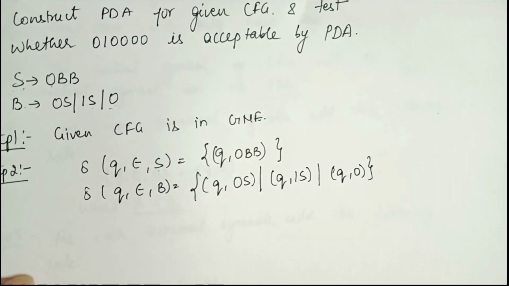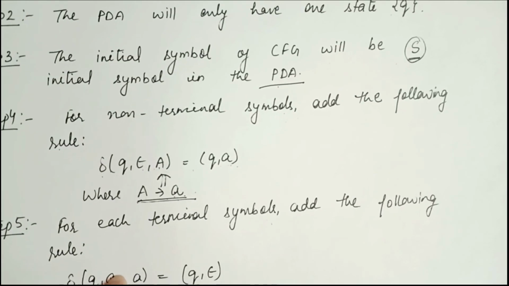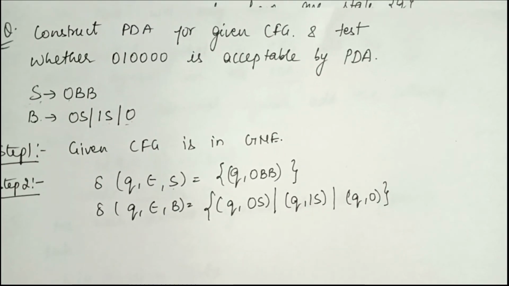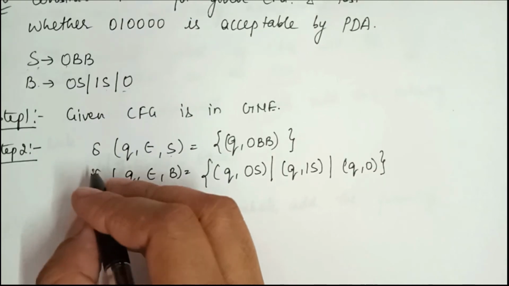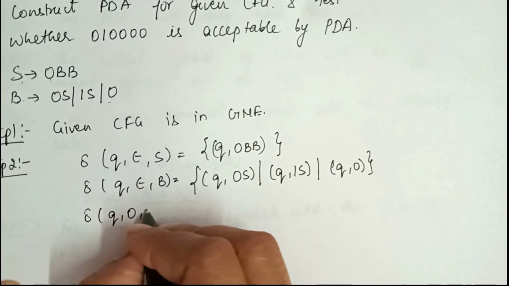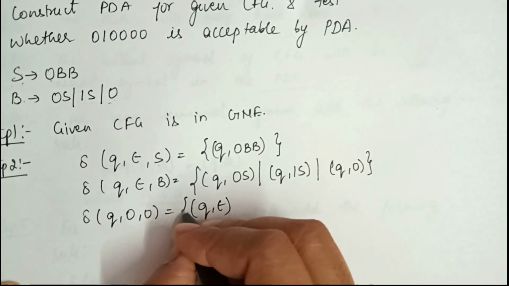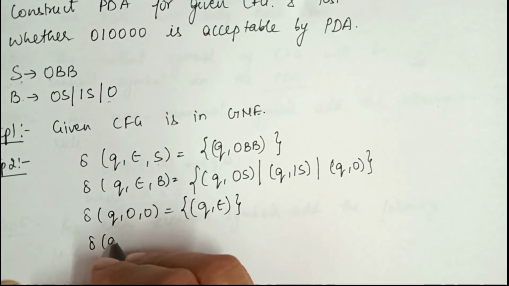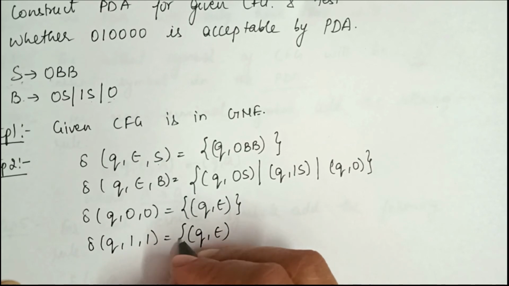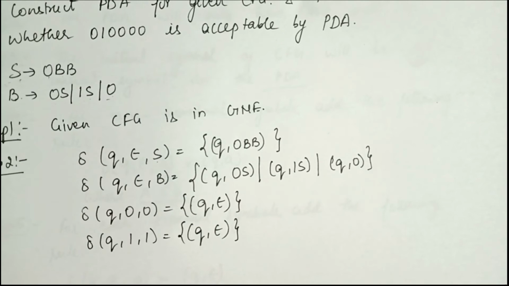So this is rule 4, for every non-terminal, and the last is that for every terminal symbol we have to add the following. There are two terminal symbols, 0 and 1, so we add the rule for 0 as well as for 1. So this will become Q comma 0 0 0, giving Q comma epsilon, then Q comma 1, giving Q comma epsilon. This is the PDA produced for the given grammar.